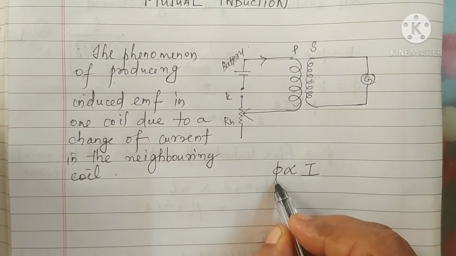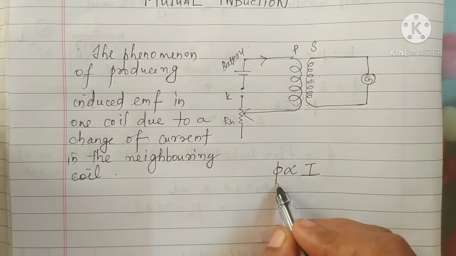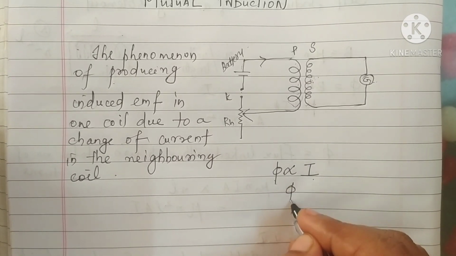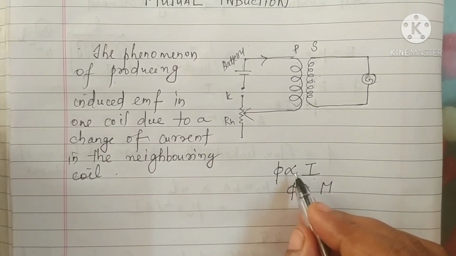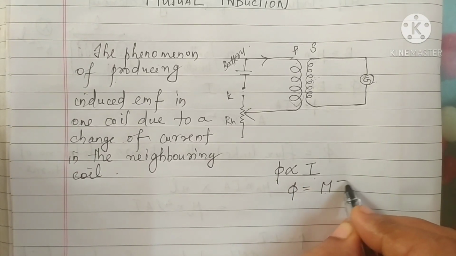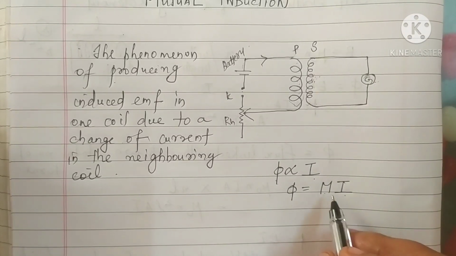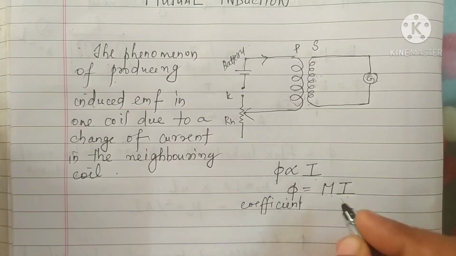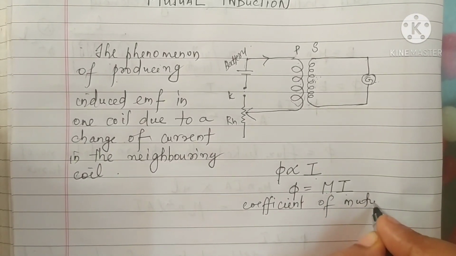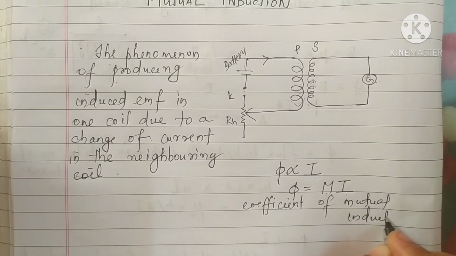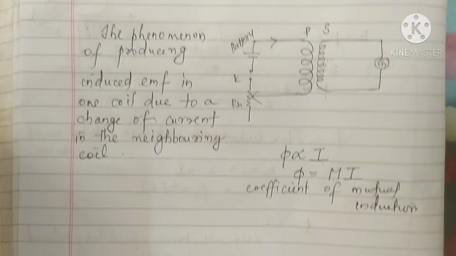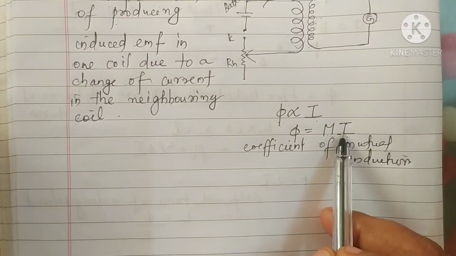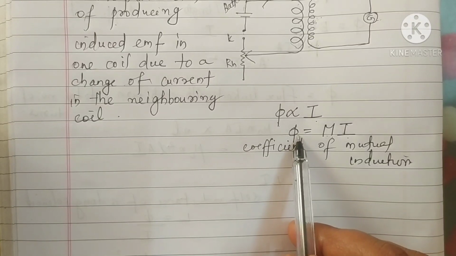The flux is produced in the secondary coil. Flux linked with the secondary coil, and the current is the current in the primary coil. So the proportionality symbol is changed by a constant known as M. So phi equals M into I, where M is the coefficient of mutual induction. Any change happening in the current I sets up an induced EMF in the secondary coil.